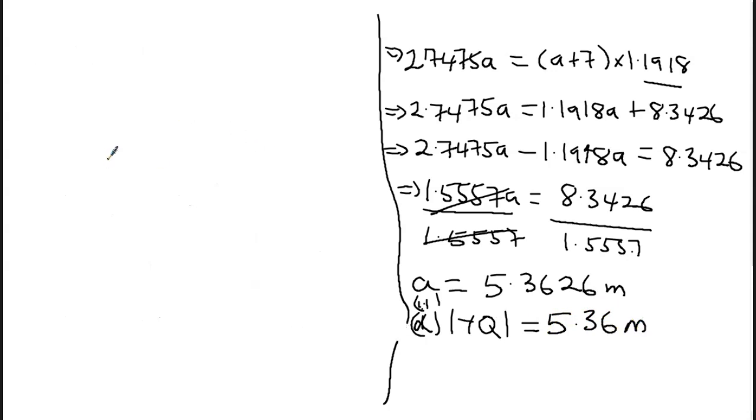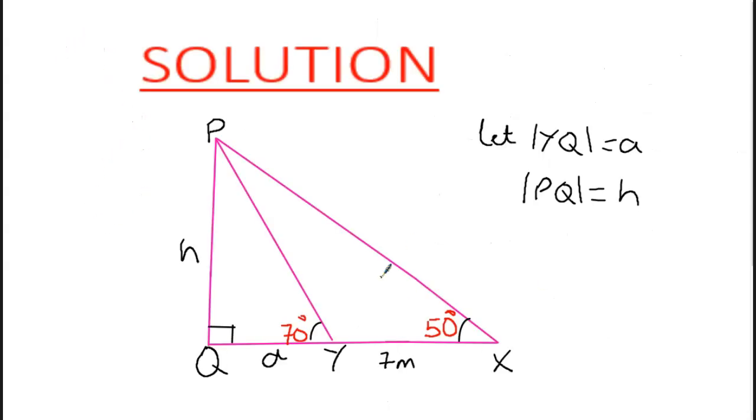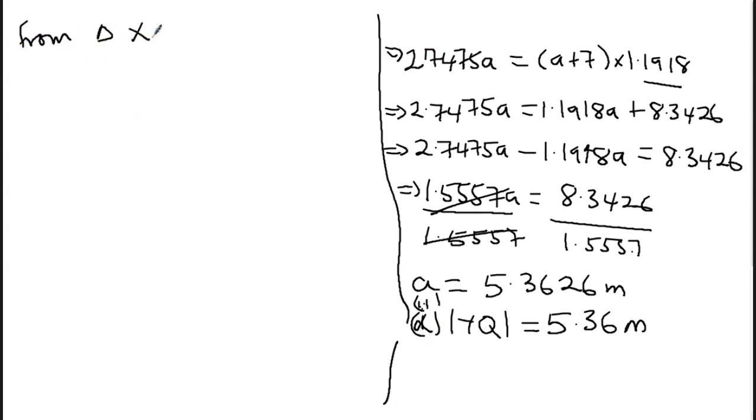Let's look at the second part. Let's consider triangle XPQ, the bigger triangle. The acute angle is 50 degrees, and we want to find the length XP. The length XP, taking the acute angle into consideration, is the hypotenuse. And we know this side, XQ. For adjacent and hypotenuse, you use the trig ratio cos. Cos 50 is equal to the adjacent, which is XQ, on XP.